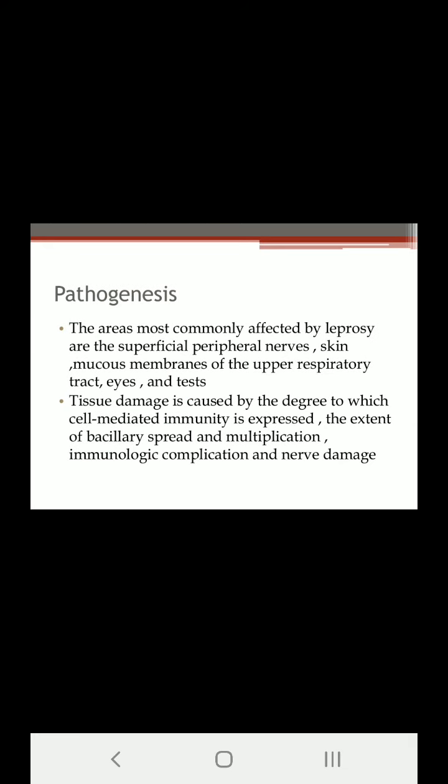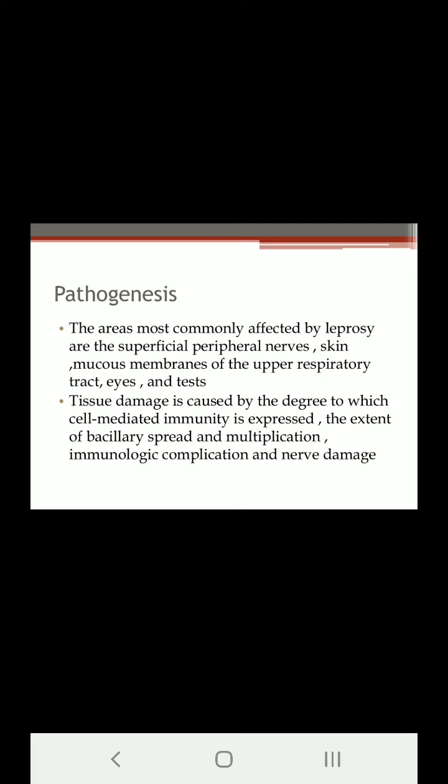Now coming on to the pathogenesis. The area most commonly affected by leprosy are the superficial peripheral nerves. Because the superficial nerves are involved, they will be thickened and you can palpate them. The second area that is involved is the skin, the mucous membrane of the upper respiratory tract, and the eyes. Now, in tissue, damage is caused by degrees to which the cell-mediated immunity is expressed.